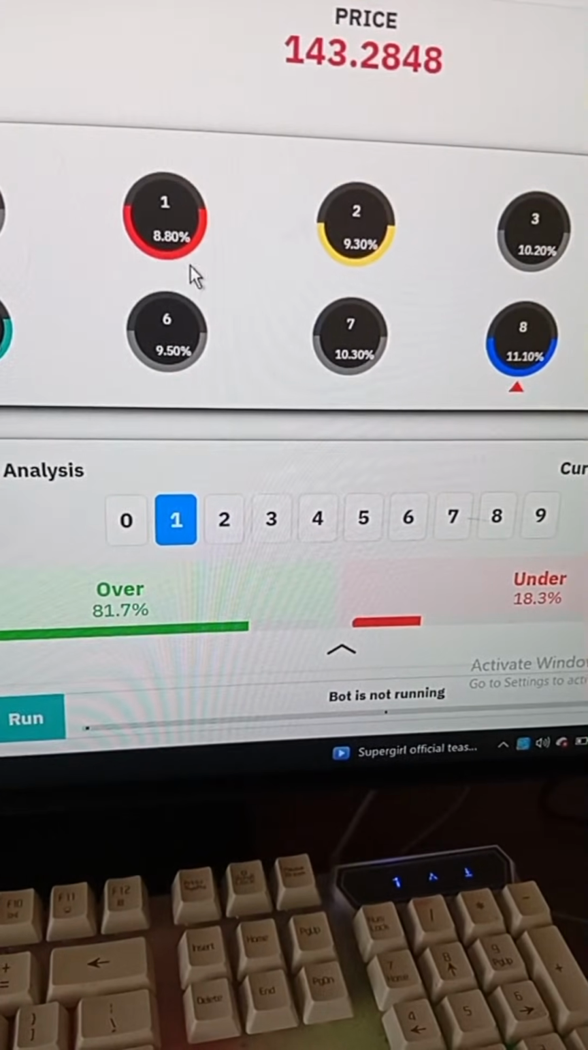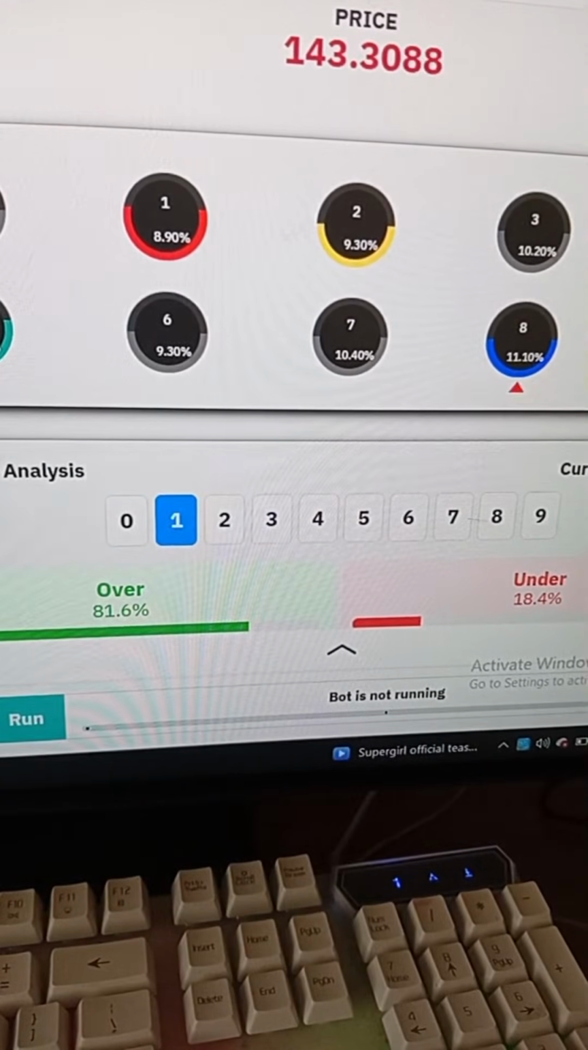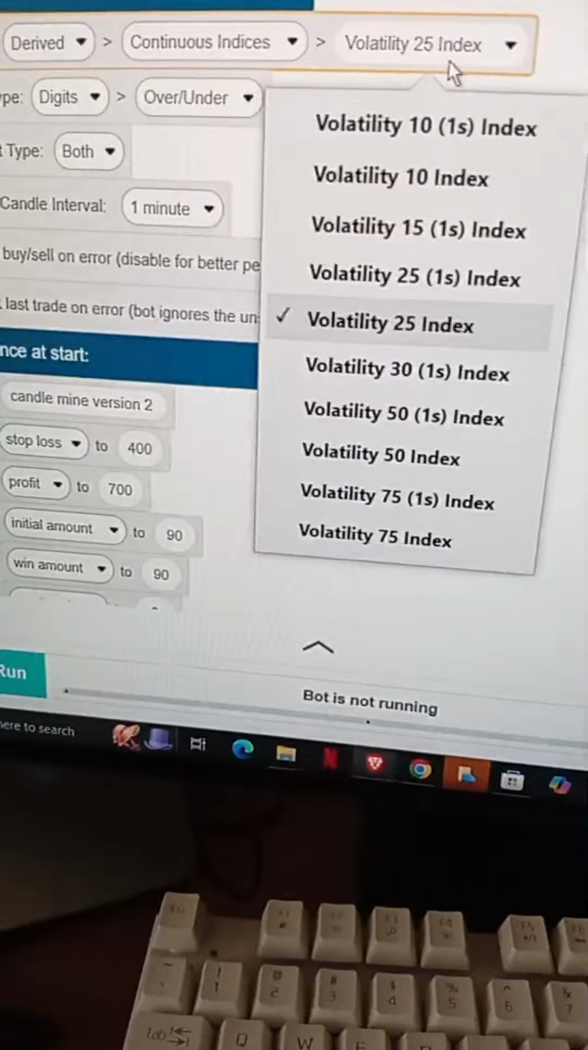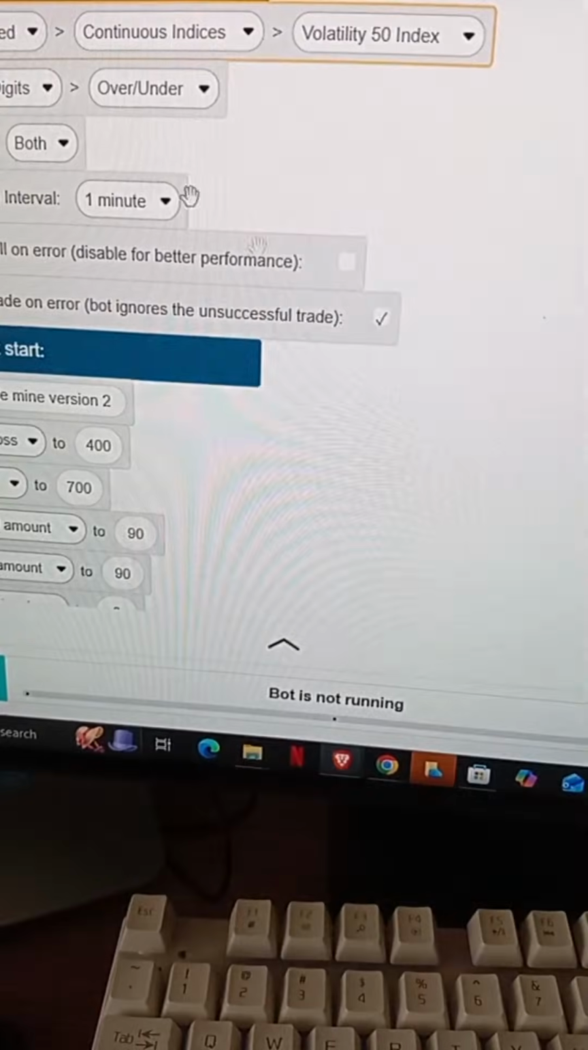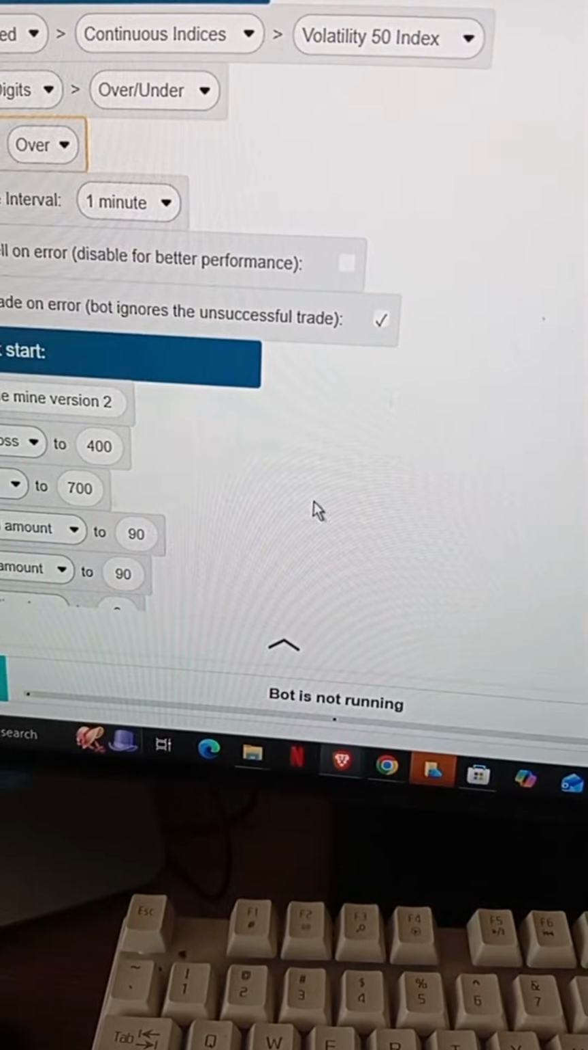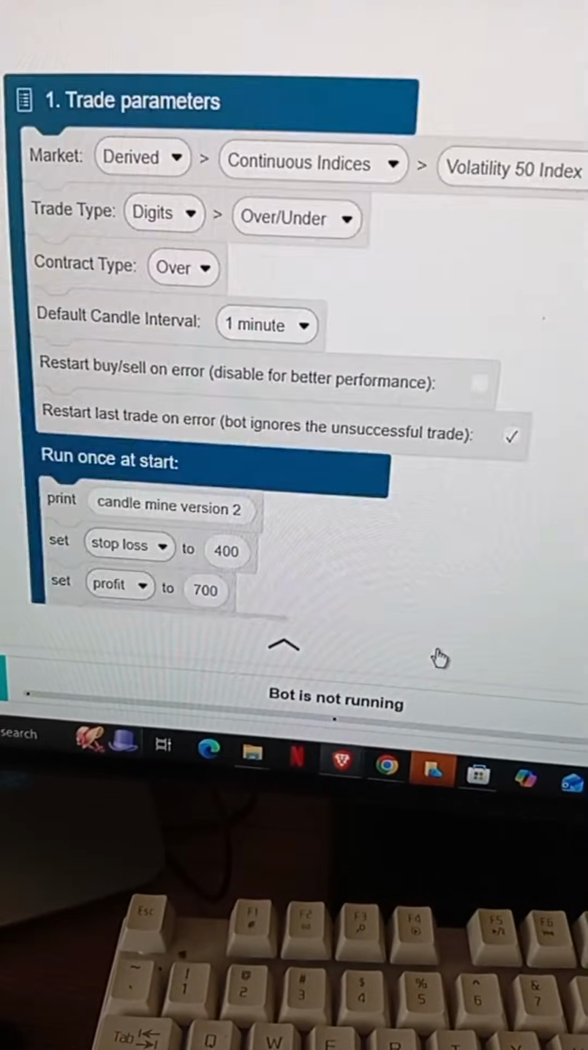So guys, let us go to volatility 50 over 1. Yeah, I'm also running my bot here. So please, let us go to volatility 50 over 1. Quickly. Yeah, okay, my bot is already set, as you can see.